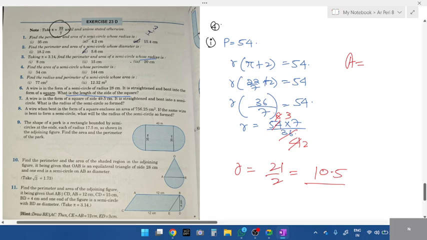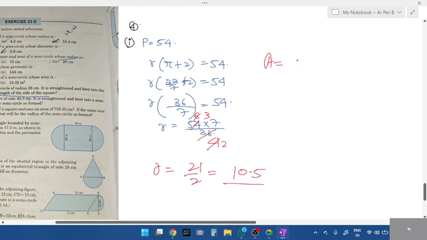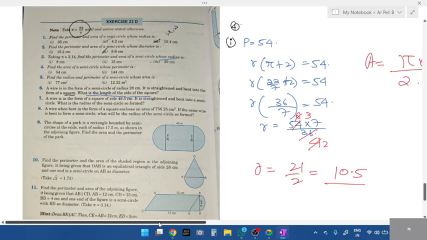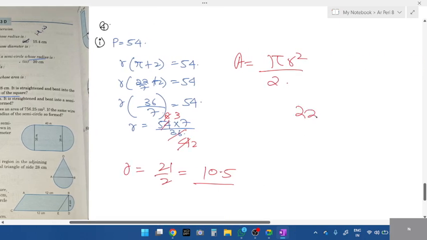Okay, only the area value is asked. Fine. Radius is 10.5. What is the area formula? Pi r square divided by 2. What pi value have they given us to take? They have not given one, so you have to take it as 22 by 7, into r squared. How many times do you have to multiply 10.5? Twice. So you can write 105 into 105 divided by 10 into 10, right?